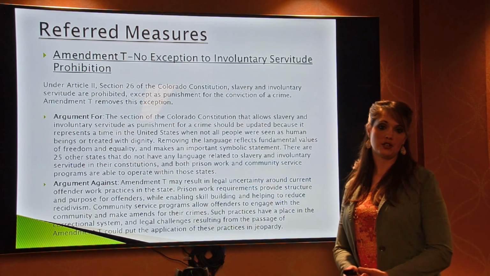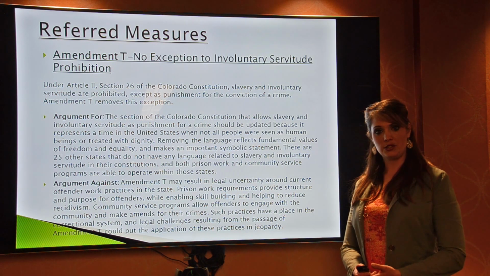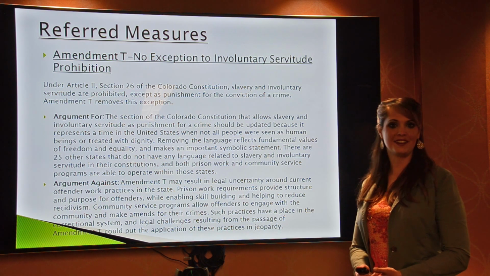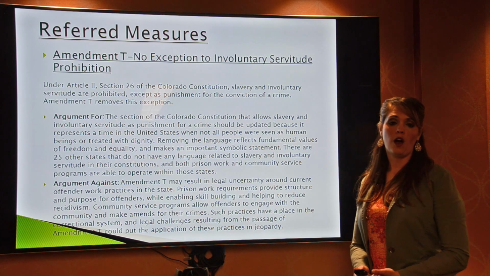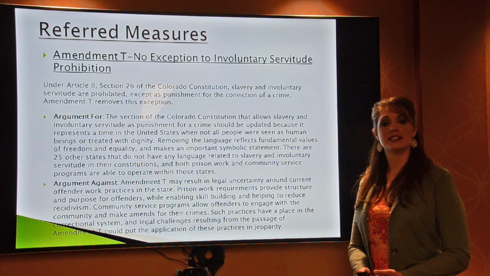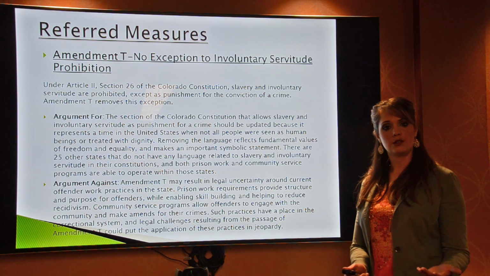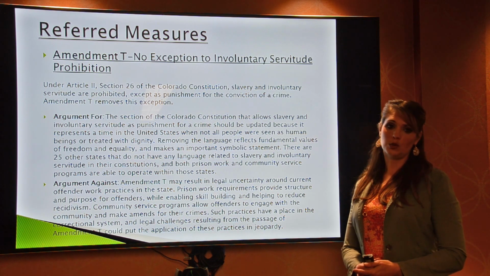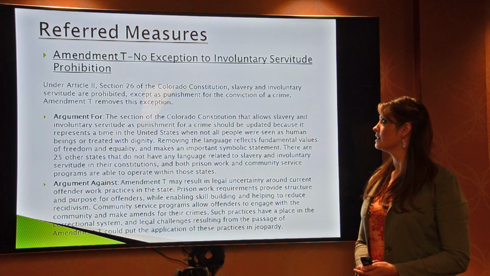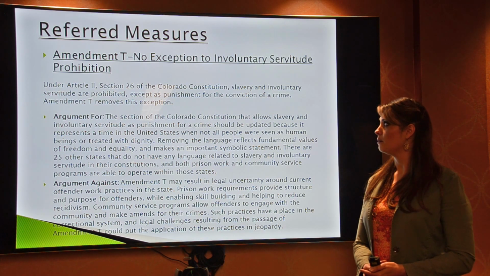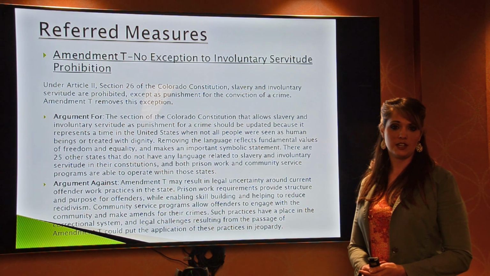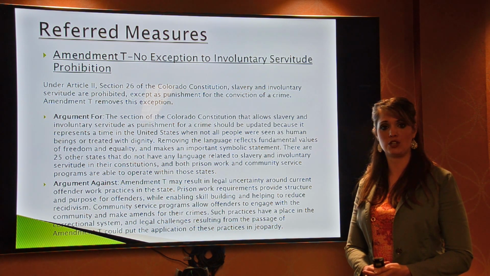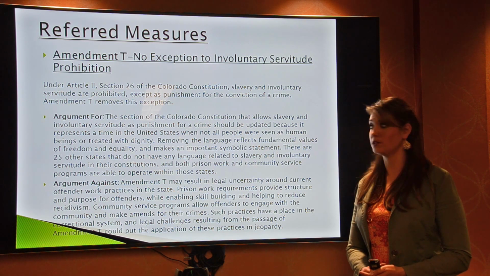The first measure is Amendment T, and this is a constitutional amendment, and it's called No Exception to Involuntary Servitude. So what on earth does that mean? When Colorado and the United States outlawed slavery, we did so in the Colorado Constitution, but we left one small loophole. Under Article 2, Section 26 of the Colorado Constitution, slavery and involuntary servitude can be used for the conviction or punishment of a crime. And Amendment T would remove this exemption if this were to be passed by the voters.